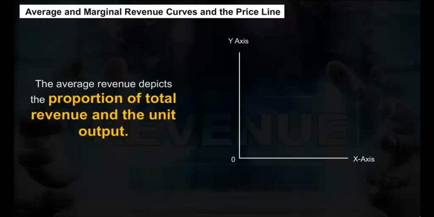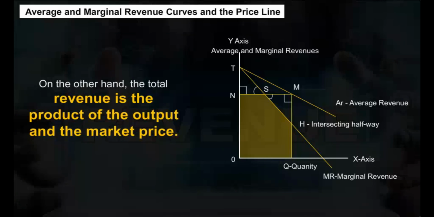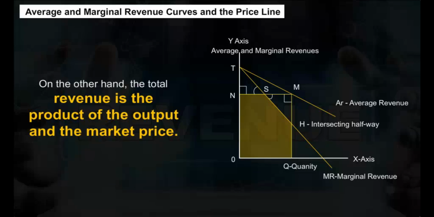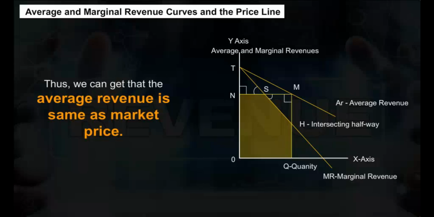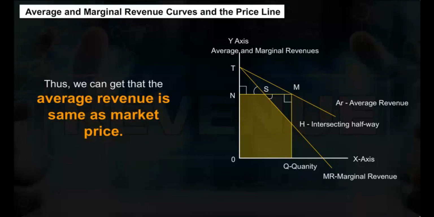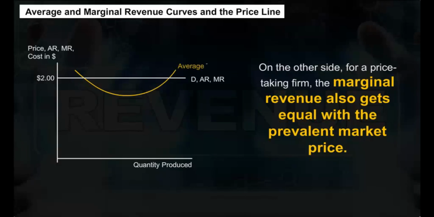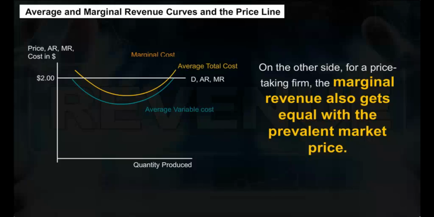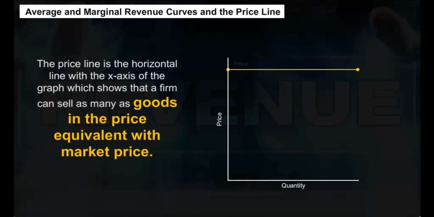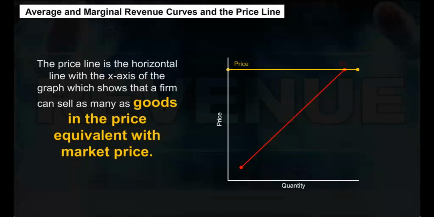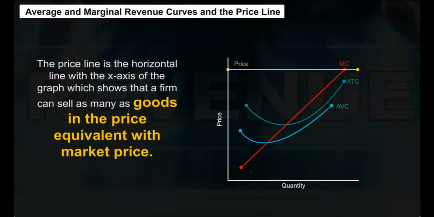Average and marginal revenue curves and the price line. The average revenue depicts the proportion of total revenue to the unit output. On the other hand, the total revenue is the product of the output and the market price. Thus, the average revenue is the same as the market price. For a price-taking firm, the marginal revenue also equals the prevailing market price. The price line is the horizontal line parallel to the x-axis of the graph, which shows that a firm can sell as many goods as it wants at the price equivalent to the market price.